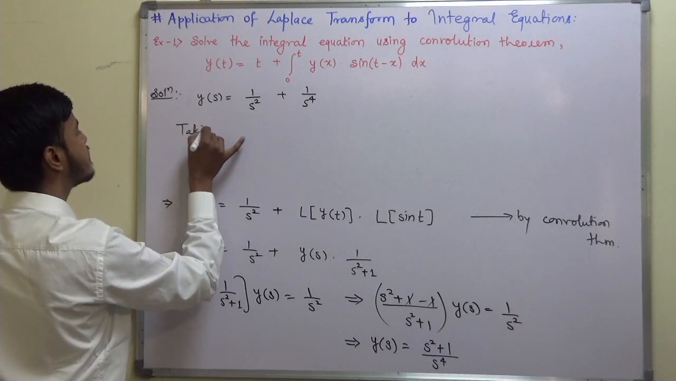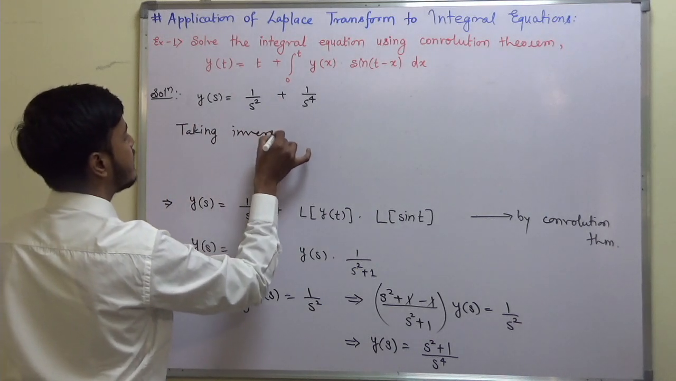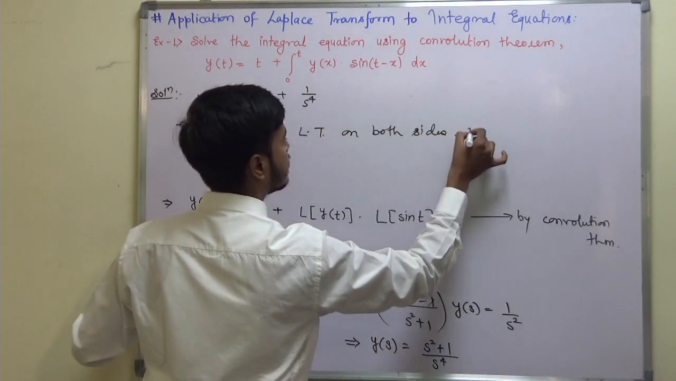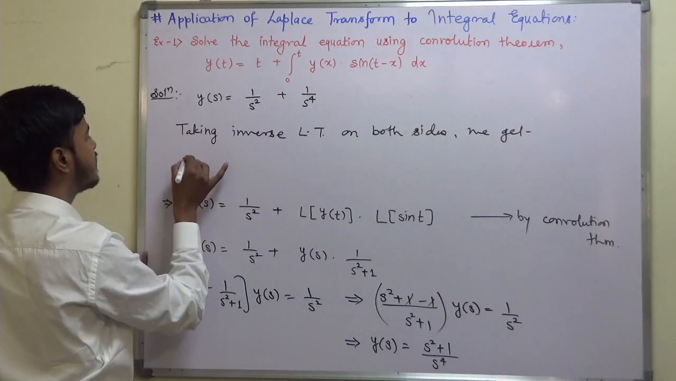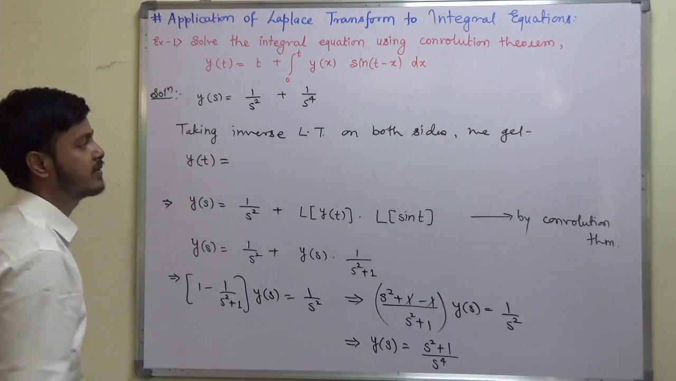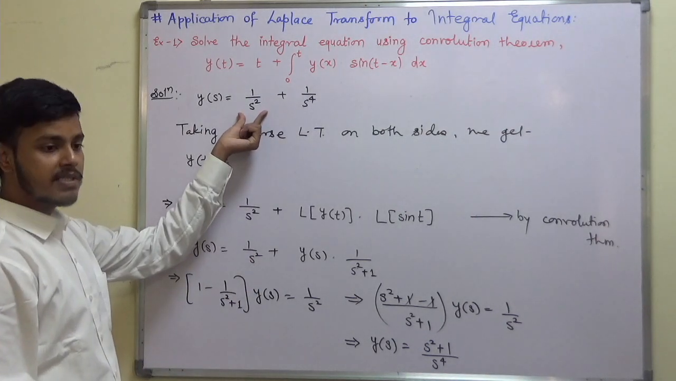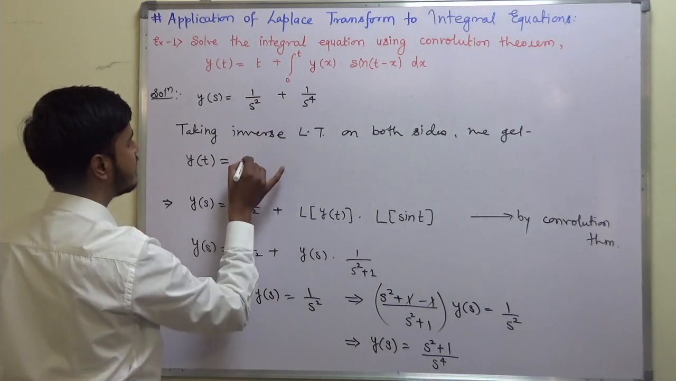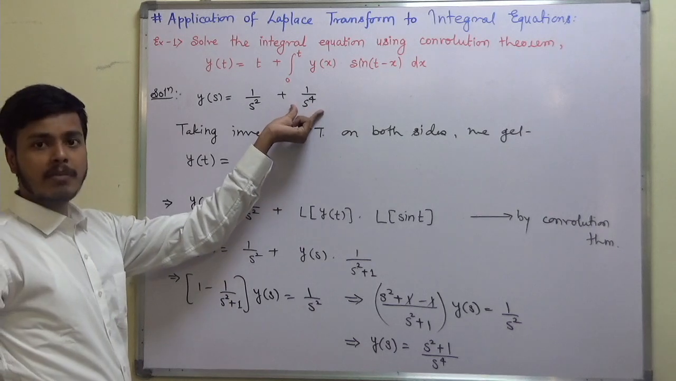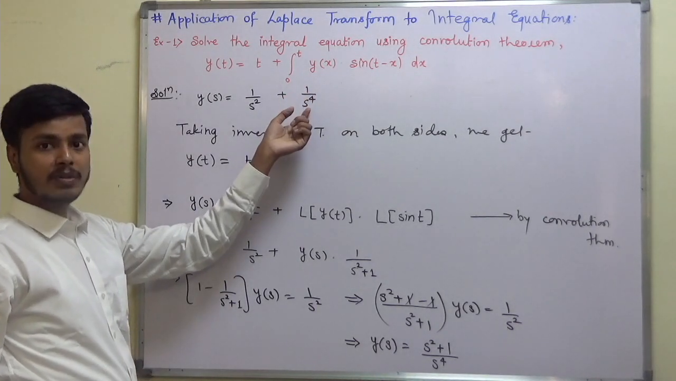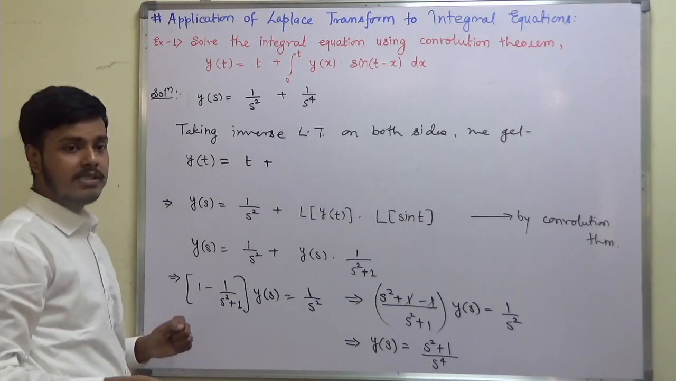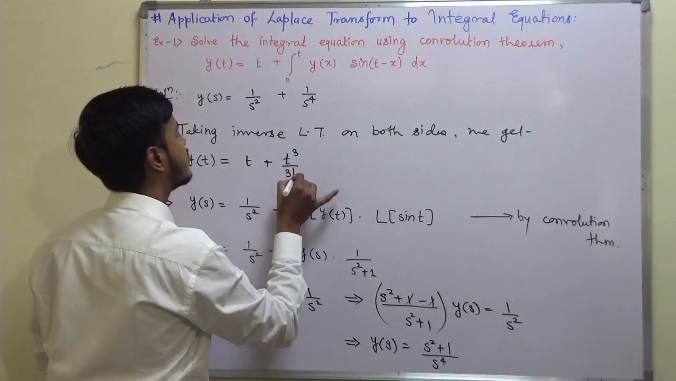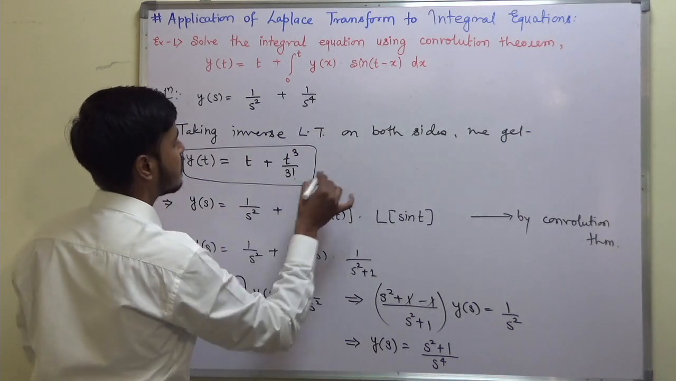Taking inverse Laplace transform on both sides, we get y of t is equal to inverse Laplace transform of 1 by s square, which is t, plus inverse Laplace transform of 1 upon s to the power 4. So this is t to the power n upon n factorial, that is t to the power 3 upon factorial 3. This is the required solution for the given integral equation.